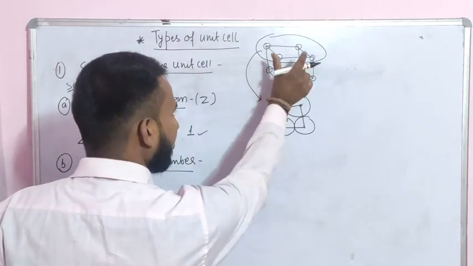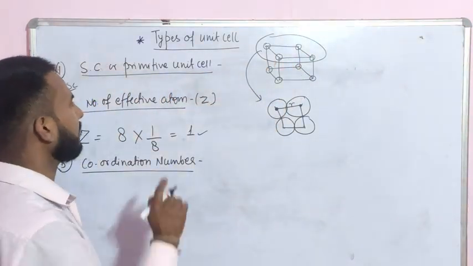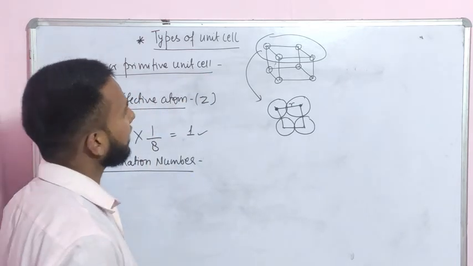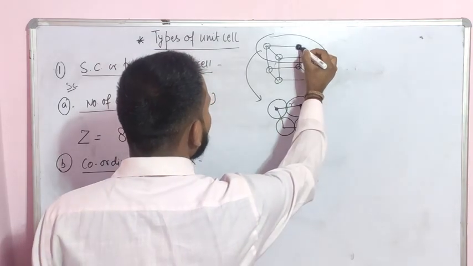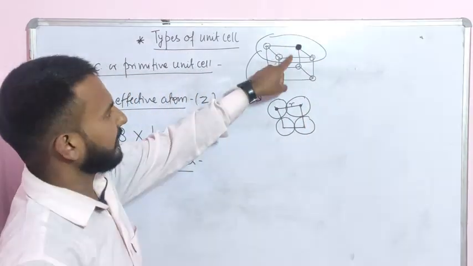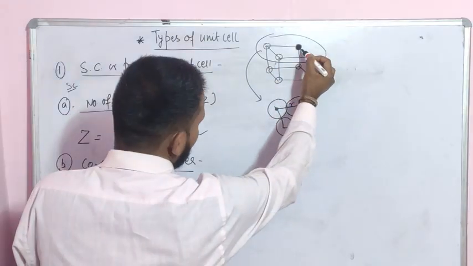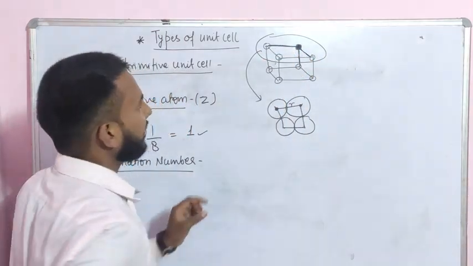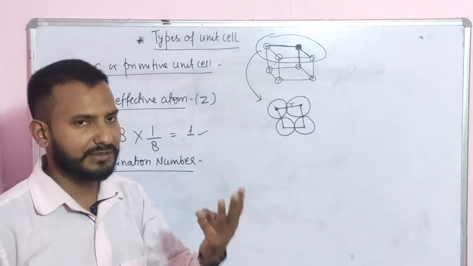So in that particular case, if the structure is a simple cubic unit cell or primitive unit cell, and you take this atom, how many atoms will it touch? In our first view, it is visible: the first, second and third. It is going to touch 3. So will the coordination number of simple cubic be 3?